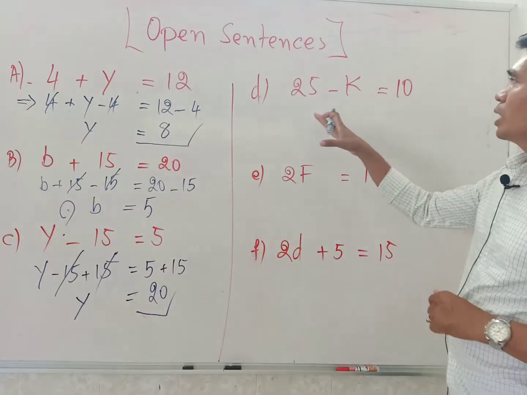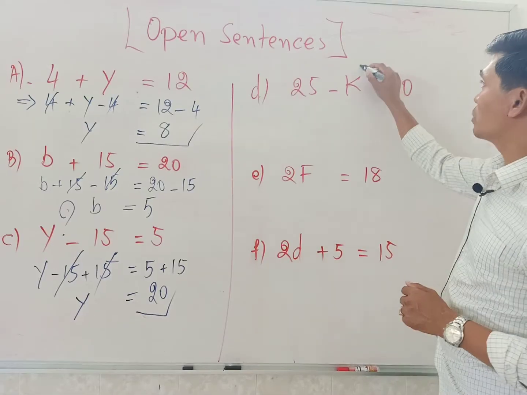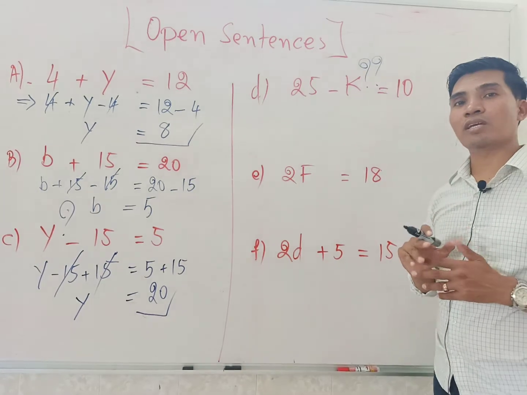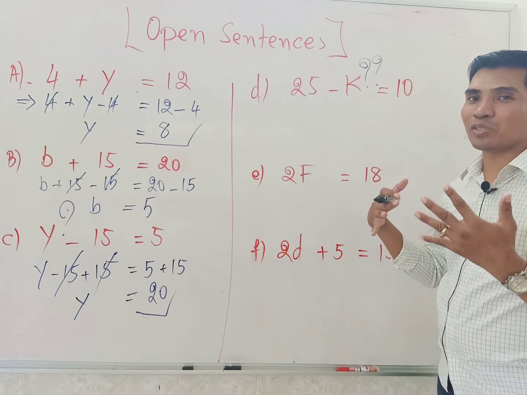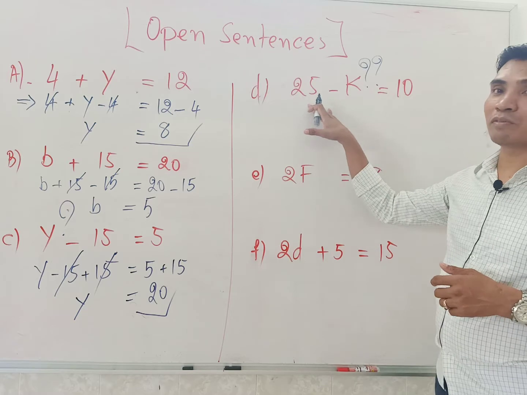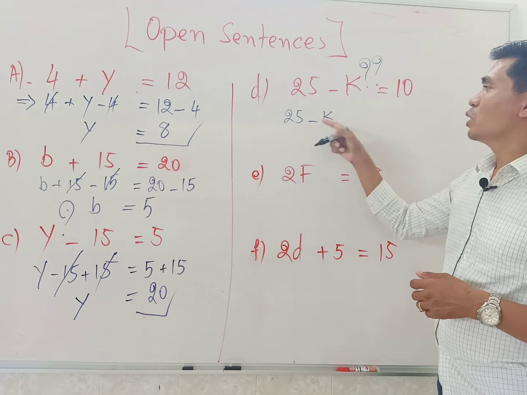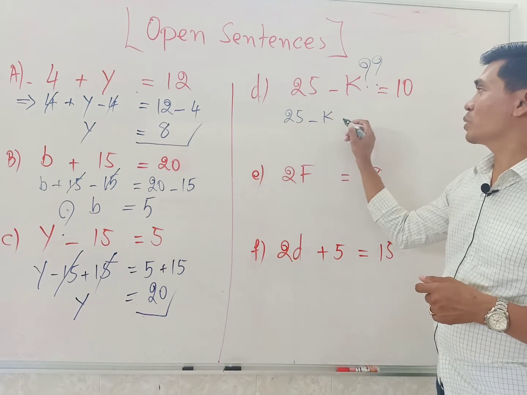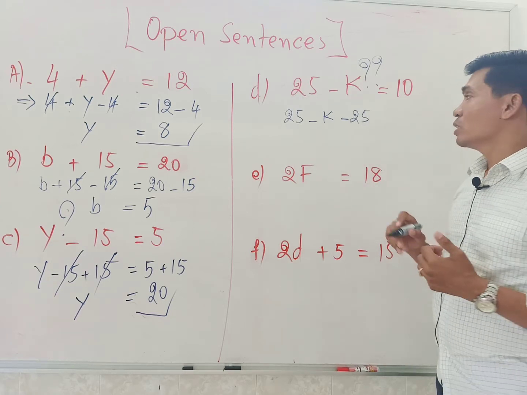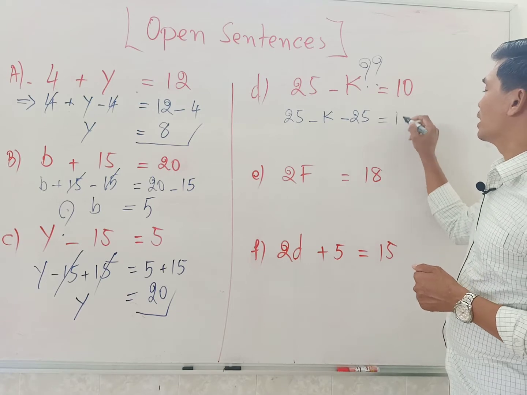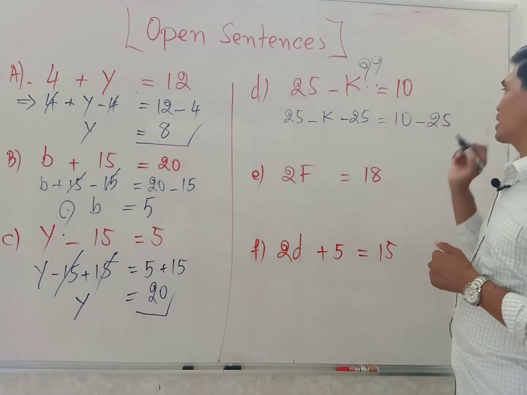In D, 25 minus k equals 10. And then we have to find how much k is. Okay, how much is k? So in this situation, how are we going to do it? In here, positive 25, so you have to write positive 25 minus k. If you want to remove 25, you have to put negative 25. So equals 10. When you put negative 25 here, you have to have negative 25 here also.